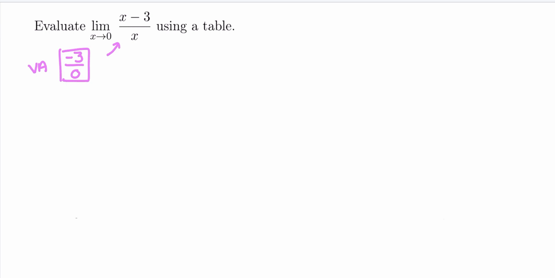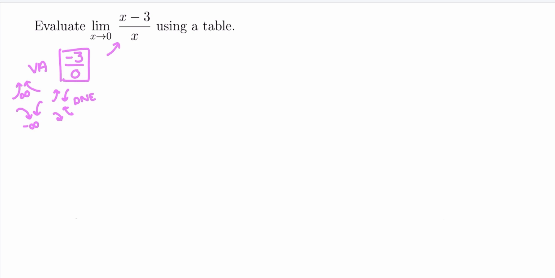0 over 0 indicates a hole, and the limit is going to exist and be finite. A number divided by 0 indicates you have a vertical asymptote. So my limits are going to be infinity, negative infinity, or DNE if we have opposite direction arrows. They could be up, down, or down, up. So we want to figure out, is the limit infinity, negative infinity, or does it not exist because we have opposite arrows? So we have a vertical asymptote.